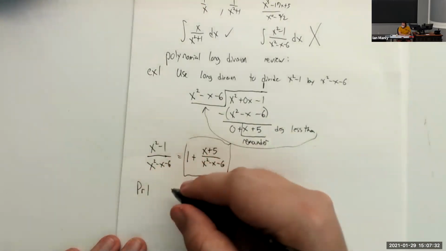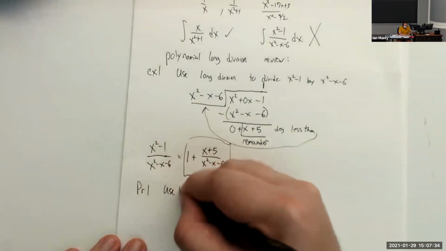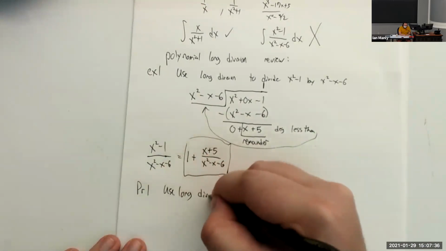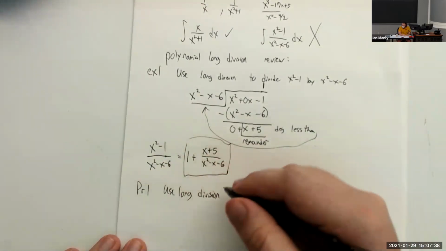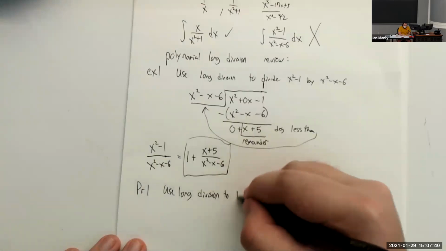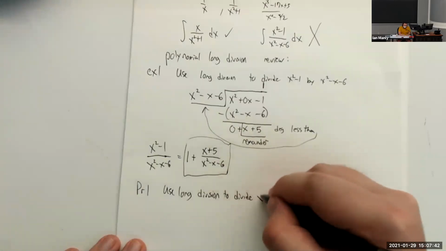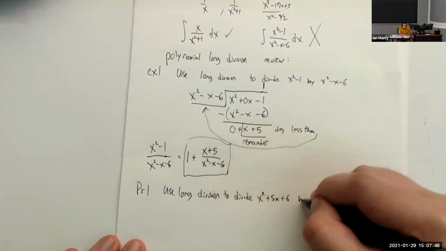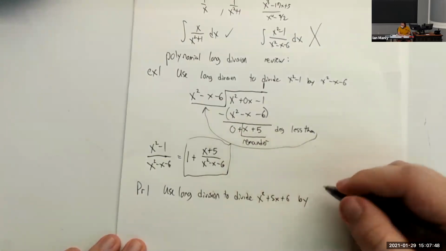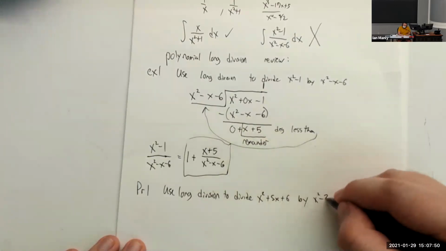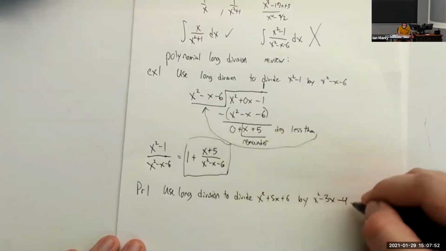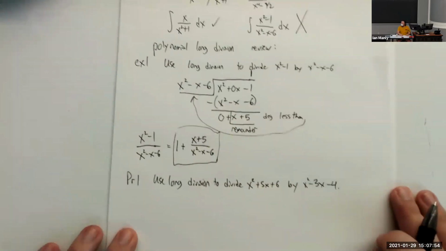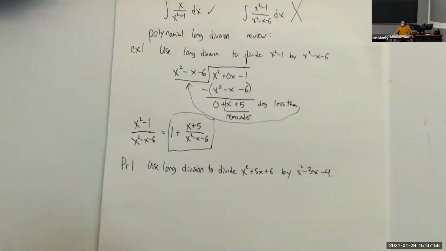So our first practice problem is use long division to divide, let's see, what do I have here? X squared plus 5x plus 6. We're going to divide that by x squared minus 3x minus 4. All right, so I'll give you guys a few minutes to flex your long division muscles here.